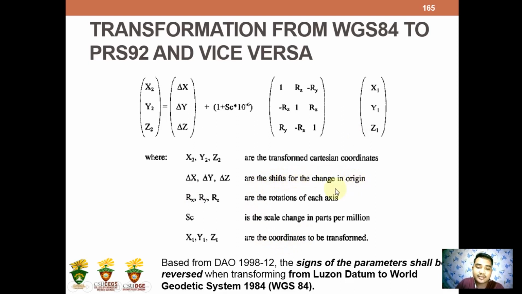And we have also Rx, Ry, and Rz. These are the rotations of each axis. And we have the SC or the scale change in parts per million, multiplied by 10 to the negative 6. Then x1, y1, z1 are the coordinates to be transformed, the given coordinates. So again, this is the formula for the WGS 84 to PRS 92 transformation.